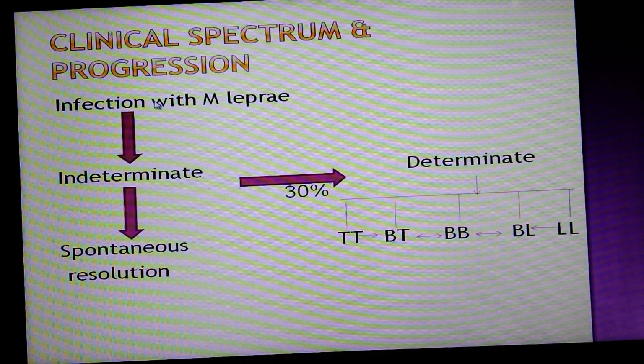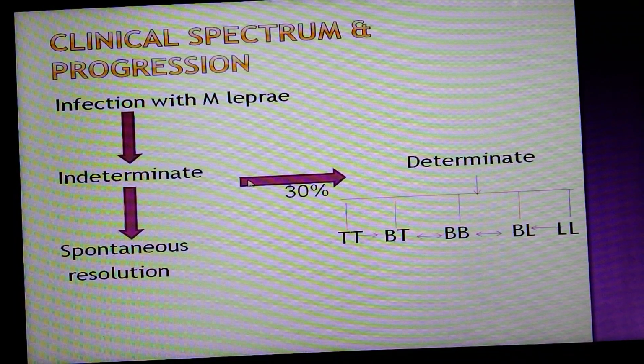The next is clinical spectrum and progression. First of all, it starts from infection with Mycobacterium leprae, intermediate, from intermediate to spontaneous resolution, where 30% will be determinate, as we can see in the slide.